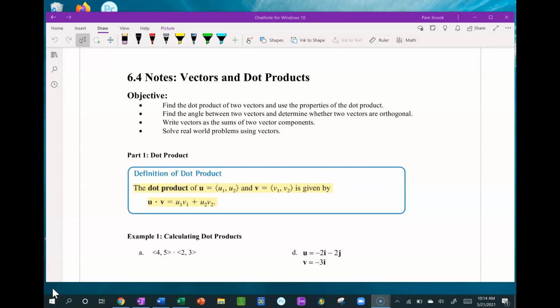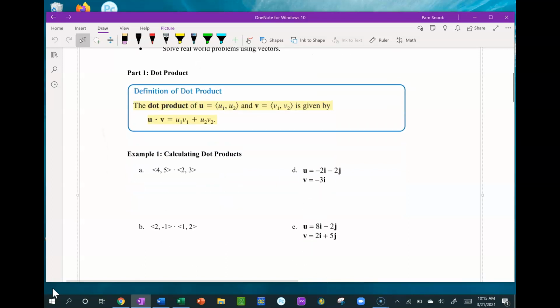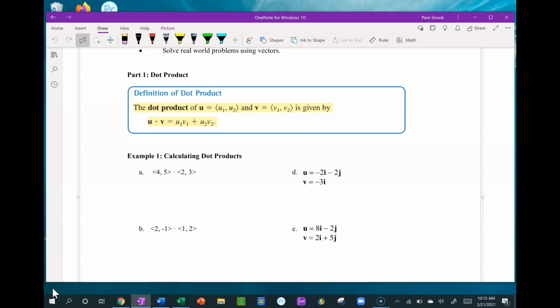Our objective is to find the dot product of two vectors and use the properties of the dot product. We're going to find the angle between two vectors and determine if those two vectors are orthogonal. We're going to write vectors as the sum of vector components, and we're going to solve a real-world problem using vectors. First off, the definition of dot product.